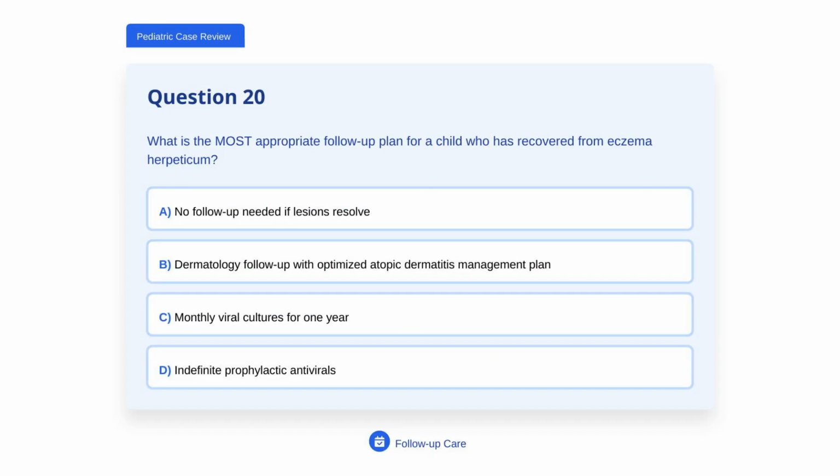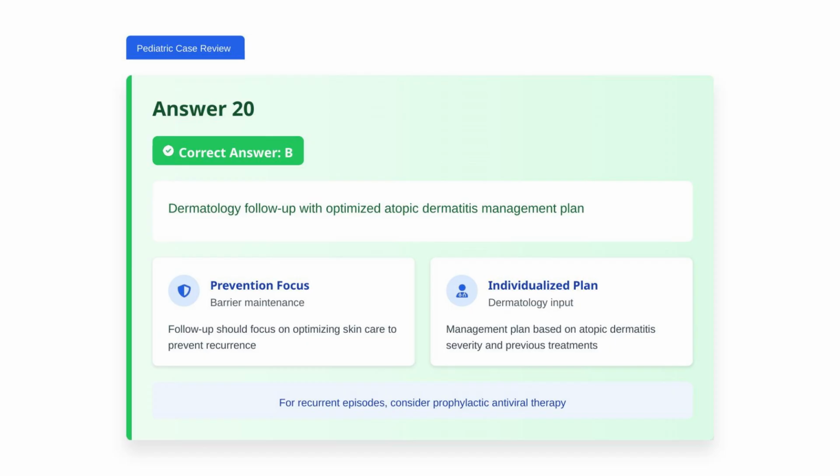What is the most appropriate follow-up plan for a child who has recovered from eczema herpeticum? Is it no follow-up needed if lesions resolve, dermatology follow-up with optimized atopic dermatitis management plan, monthly viral cultures for 1 year, or indefinite prophylactic antivirals? The correct answer is B.